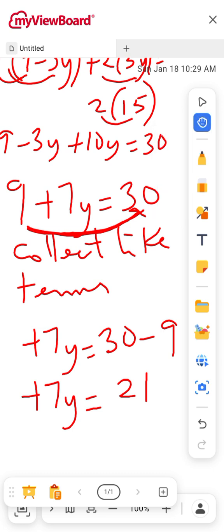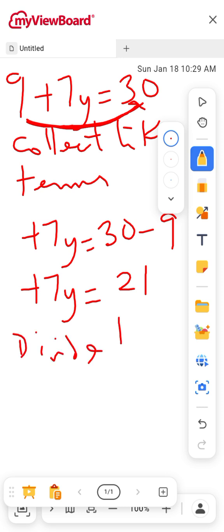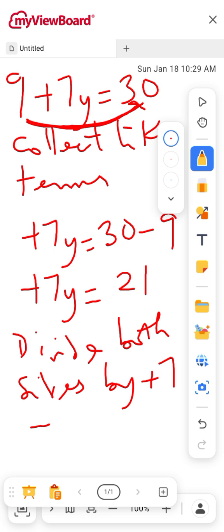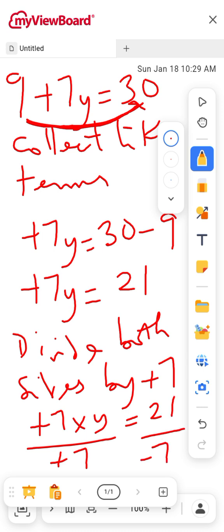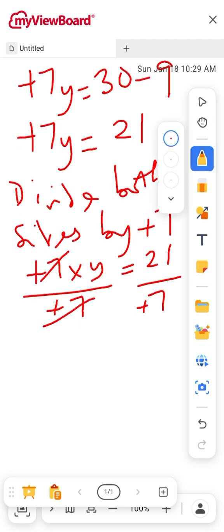You have been introduced to this type of equation since JSS1. What do you do from here? You are looking for y. I divide both sides by plus 7, so that I have plus 7 times y over plus 7 equals 21 over plus 7. At the end of the day, my 7 cancels 7. Y equals, 7 goes into 7 once, 7 goes into 21 three times. So my y is plus 3, or ordinary 3.